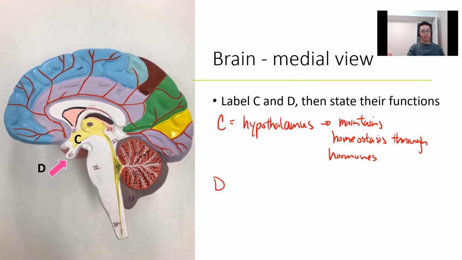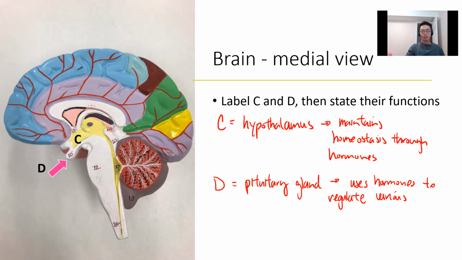How about D? What is D? This little thing that's dangling at the front. Pituitary gland. That is the pituitary gland. Very good. Okay, so it also uses hormones to regulate various processes in the body.